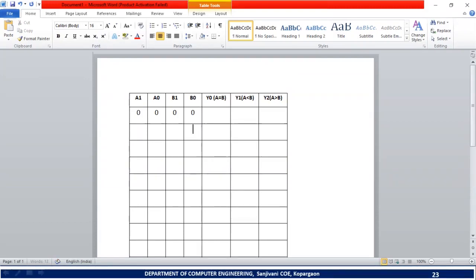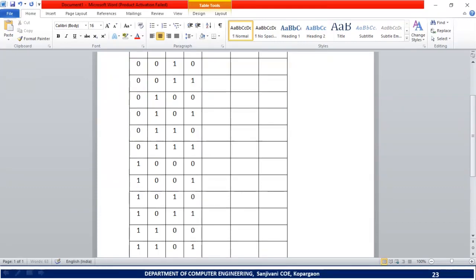The first combination will be all 0, then 0 0 1 0, after that 0 0 1 1, then 1 1 1 0, then 1 1 1 1.